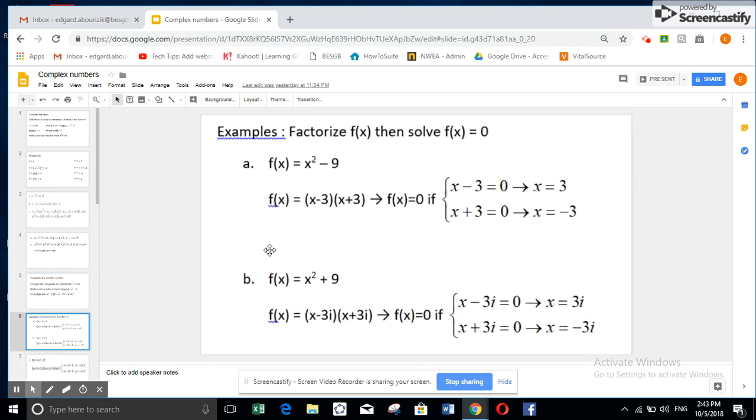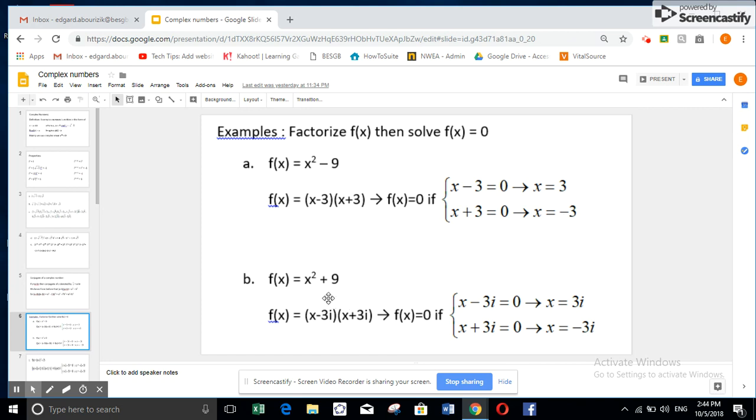Suppose I said in this example to factorize f of x, and then solve f of x equal to 0. To factorize it, you know that a squared minus b squared is (a minus b) into (a plus b). If you equate it to 0, either this factor is 0 or that factor is 0. So x is 3, x equals minus 3. You know it from before, from elementary classes.